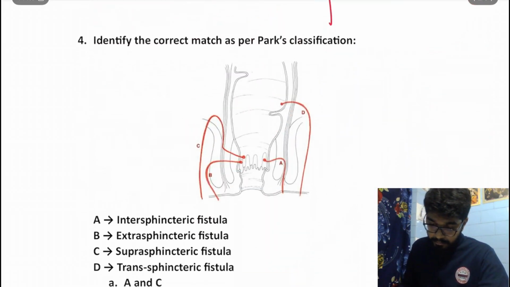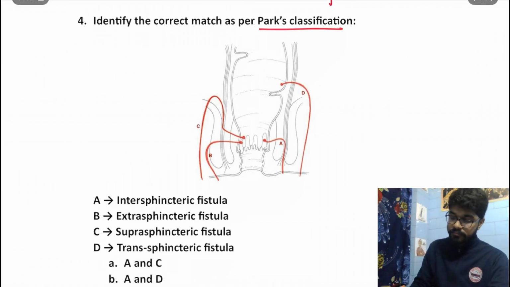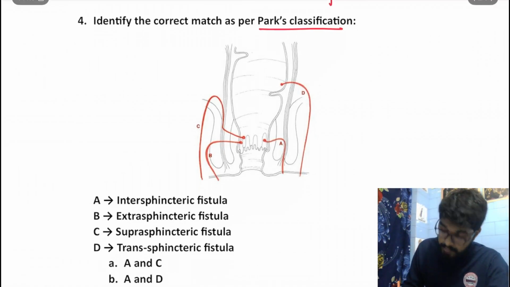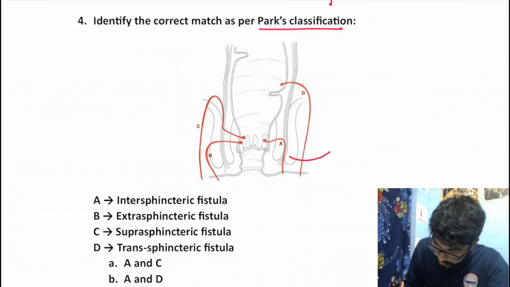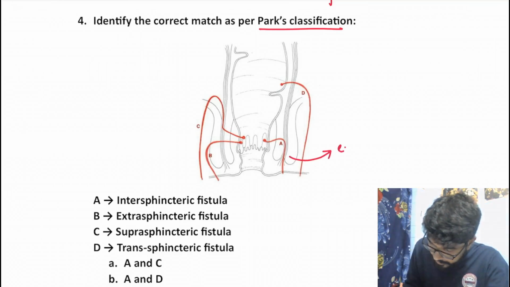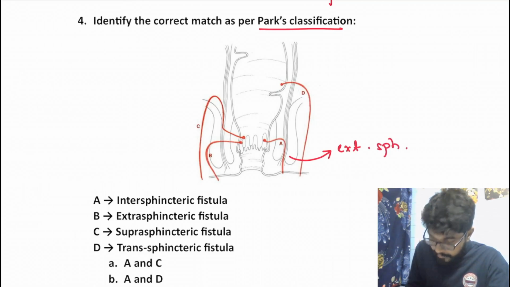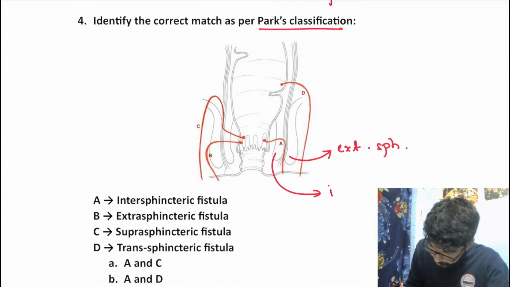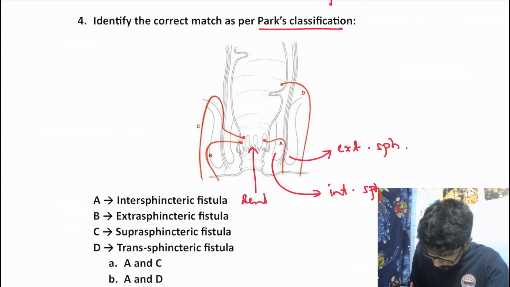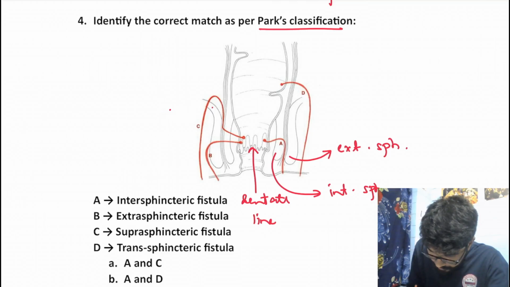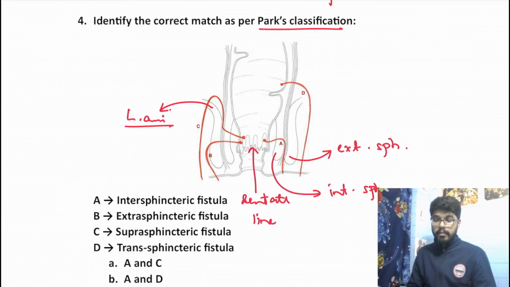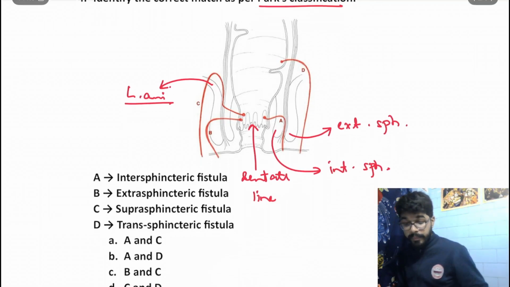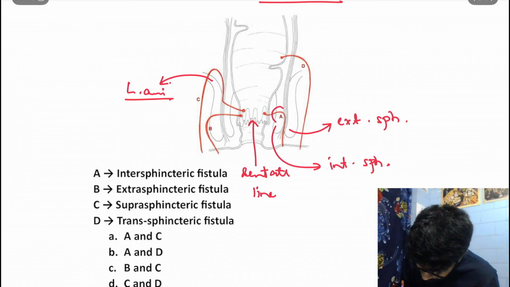Identify the correct match as per Park's classification. Now before we identify them, let's quickly have a look into the anatomy. This over here represents our external sphincter. This over here represents our internal sphincter. This is our dentate line. And this is our levator ani muscle. Okay. The basic anatomy is clear. Now let's talk about these.